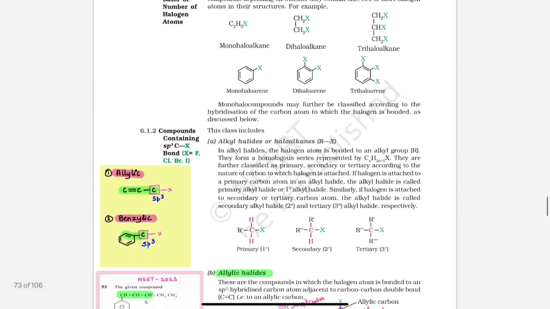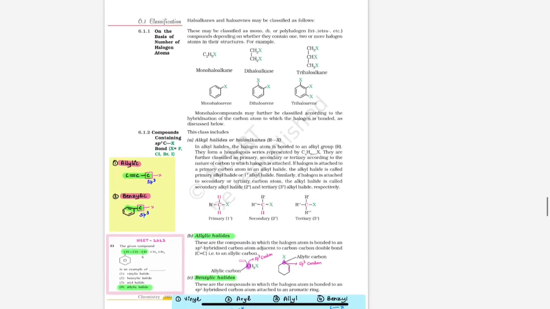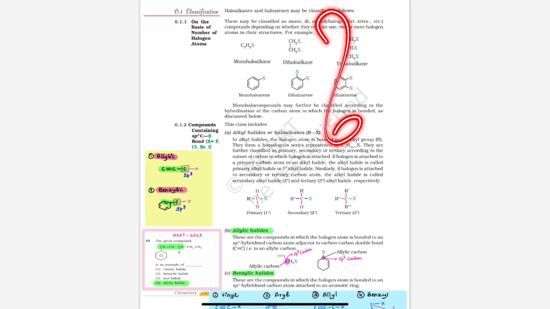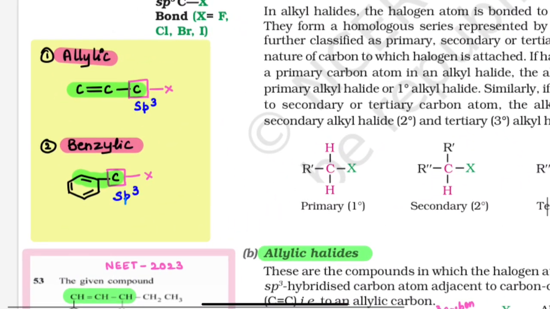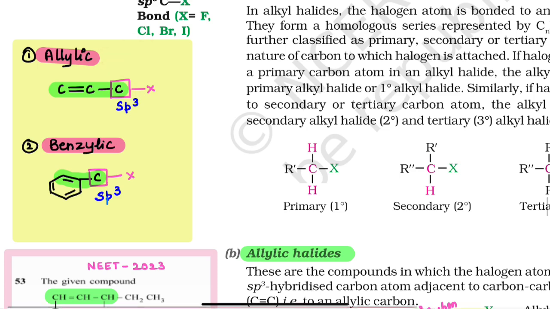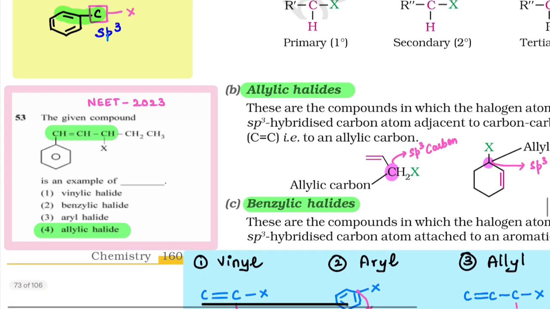We will go to the second page. What is more important on the second page is that you should know what an allylic halide is. Allylic halide means the halogen is attached to an sp3 carbon, and that sp3 carbon is attached to a carbon-carbon double bond. Benzylic means the halogen is attached to an sp3 carbon, and that sp3 carbon is attached to a benzene ring. Here you can see NEET 2023, this question was asked.